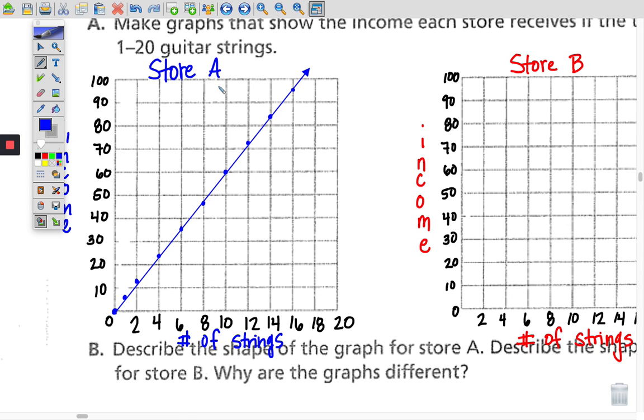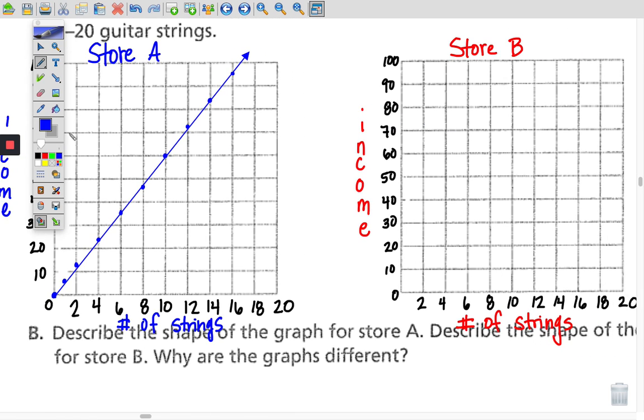Alright, this says at Store B, the guitar strings are $20 for a pack of 4. So over here at Store B, I know at 4 strings is going to be $20. Well, if I only need 3 strings, it's still going to be $20 because we can only buy in packages. If I only need 2 strings, it'll still be $20, or if I only need 1 string, it'll still be $20.